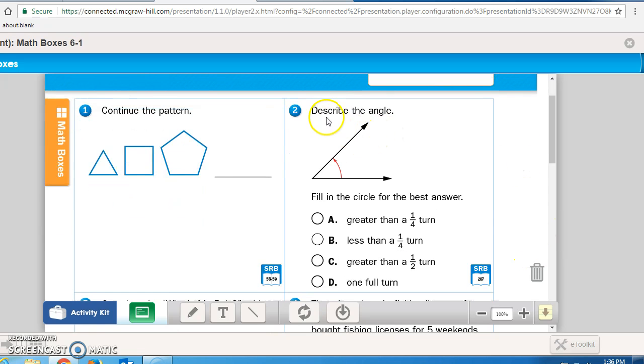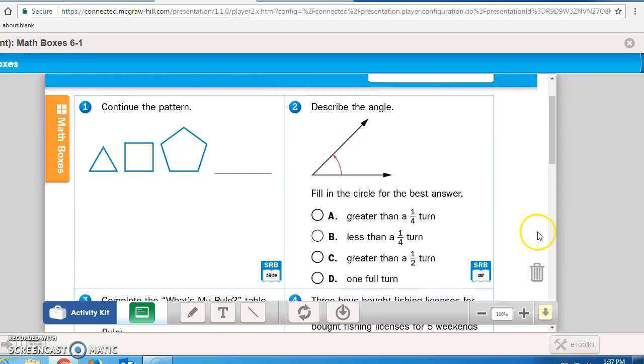Math Box 2 says, describe the angle. Fill in the circle for the best answer. Is this angle greater than a quarter turn, less than a quarter turn, greater than a half turn, or 1 full turn? Remember, if you need a reminder, you can turn to your SRB, Student Reference Book, page 207. Pause the recording now and figure out that answer.